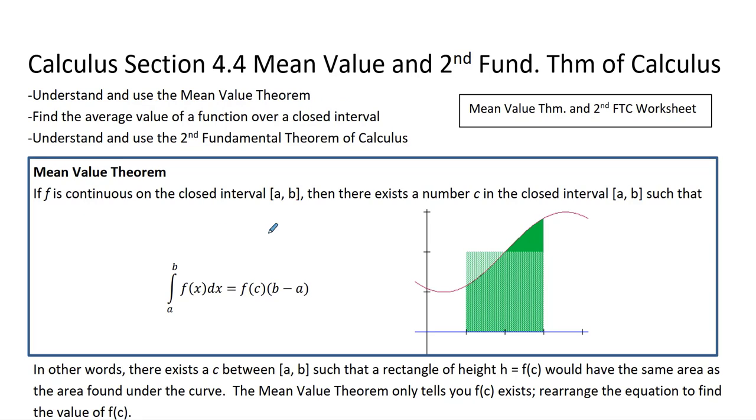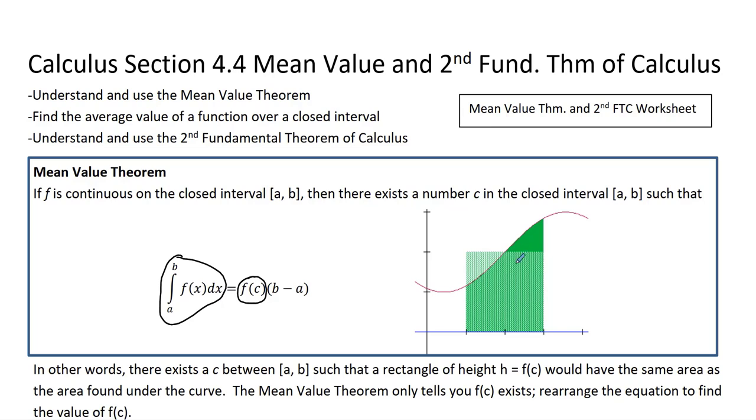So here's the mean value theorem. Remember we had a mean value theorem for derivatives where the instantaneous rate of change was equal to the average rate of change. And so that was for derivatives. Now we have a mean value theorem for integration. What it's saying is that if the function is continuous on a closed interval, then there exists a number c in the closed interval such that the integral, so this is the area underneath a curve, is equal to some y value times the width of that rectangle.